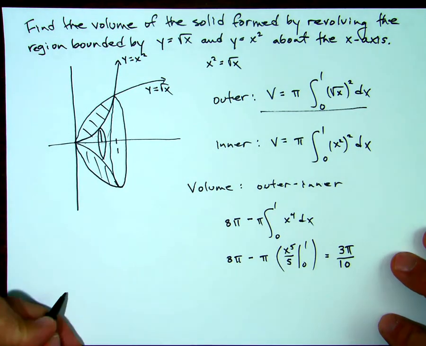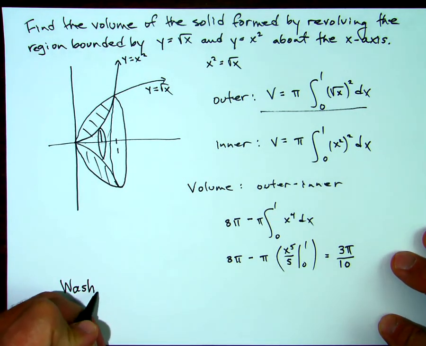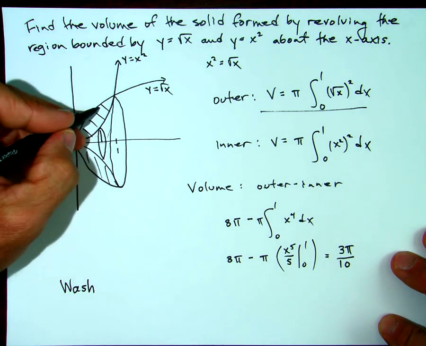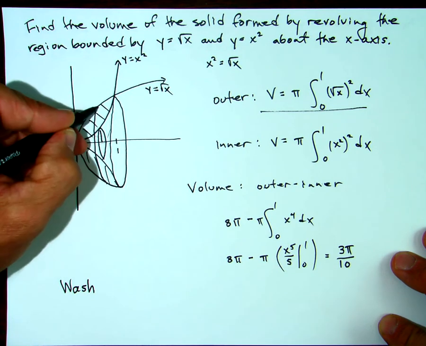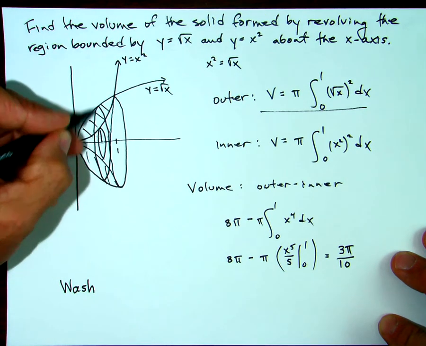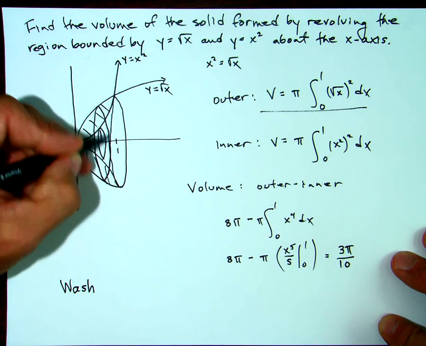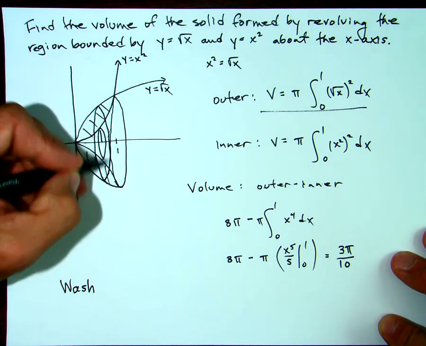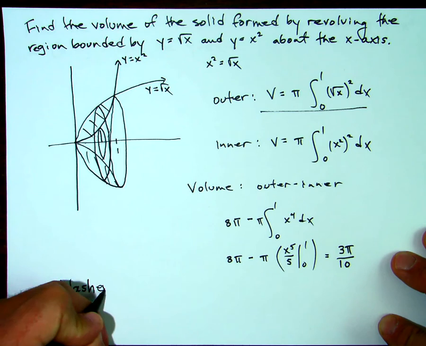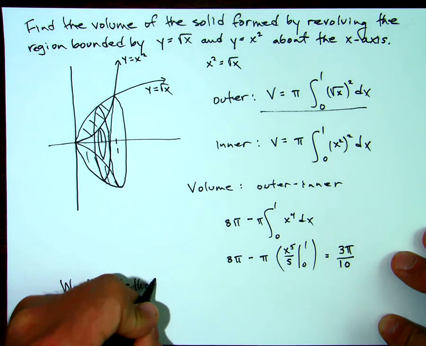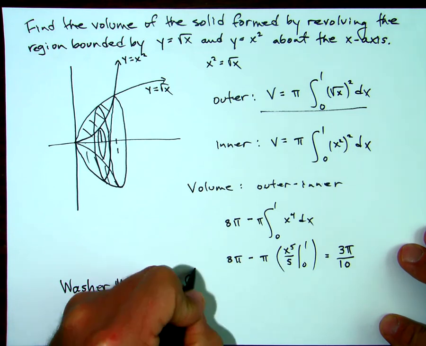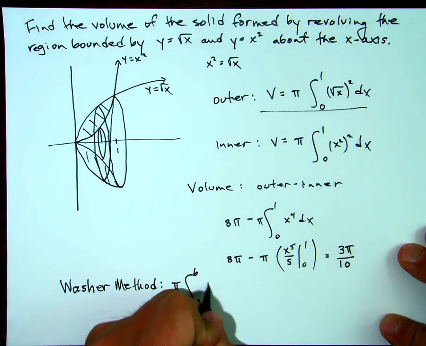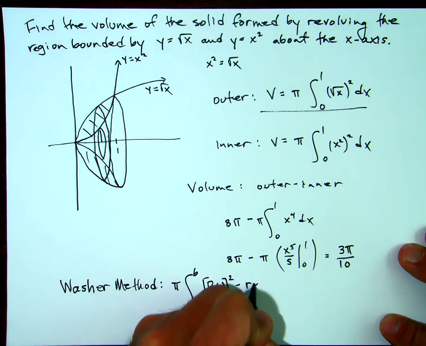This is also called the washer method, because you can kind of think of this whole thing being, we have this bigger disk here. So notice this looks like a washer because we have this bigger disk and this inner disk that's being removed, and it leaves us with a washer. So the washer method, you're going to have the integral from a to b of pi times the outer radius squared minus the inner radius squared.